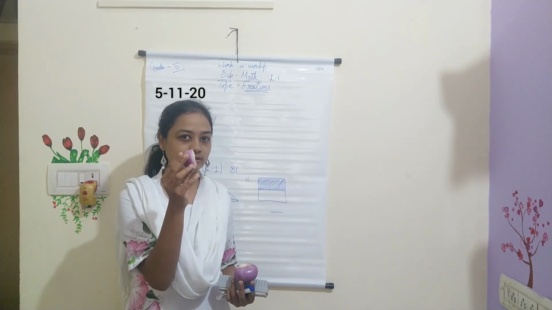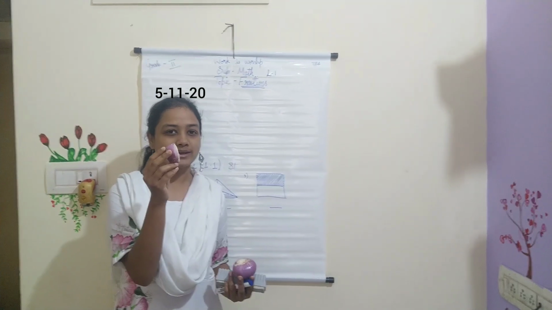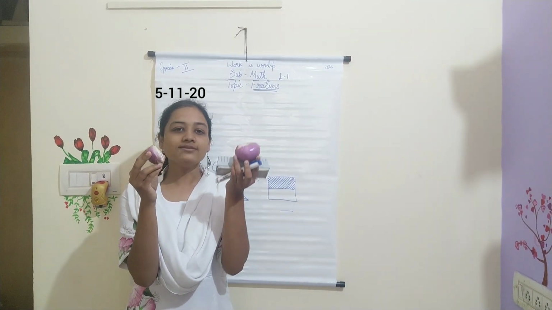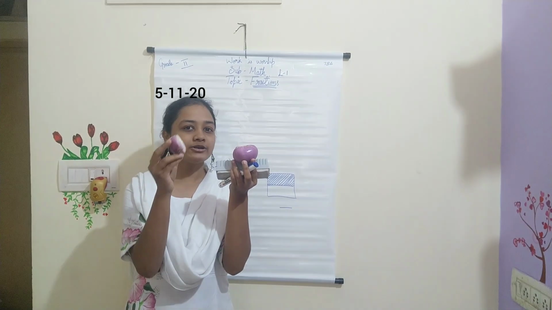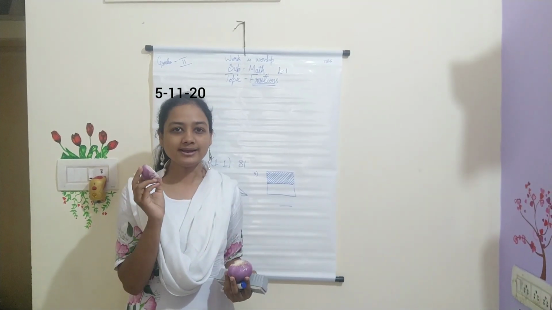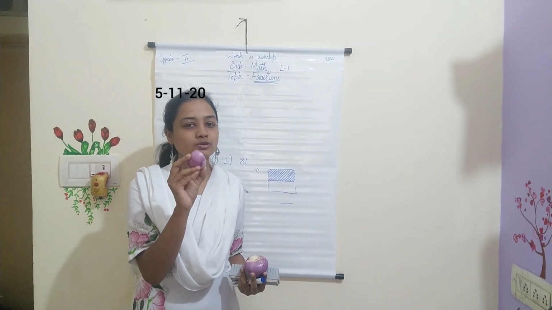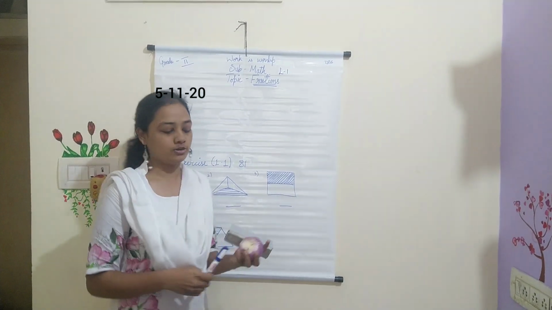This is also an onion, but is it one full onion? No, it is half an onion. That is, I have cut half of this onion. So this is a part of this onion, right? This is just one part of the onion. So a fraction is nothing but a part of a whole.